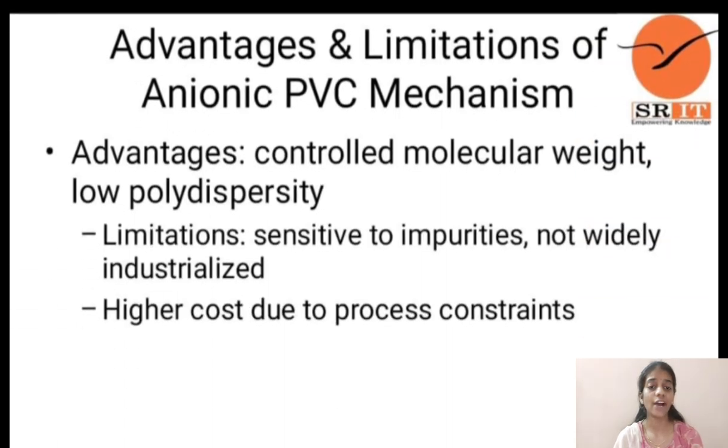In this slide, we have advantages and limitations of the anionic PVC mechanism. Advantages: controlled molecular weight, low polydispersity. Limitations: sensitive to impurities, not widely industrialized, and higher cost due to process constraints.